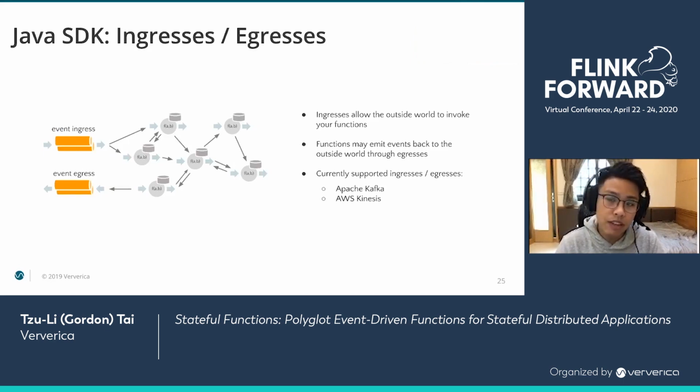The only thing missing in the whole picture now is how to interact with the functions in your application from outside the application. And how we do that is via what we call event ingresses and egresses. So ingresses allow the outside world to invoke your functions, while functions may emit events back to the outside world through egresses.